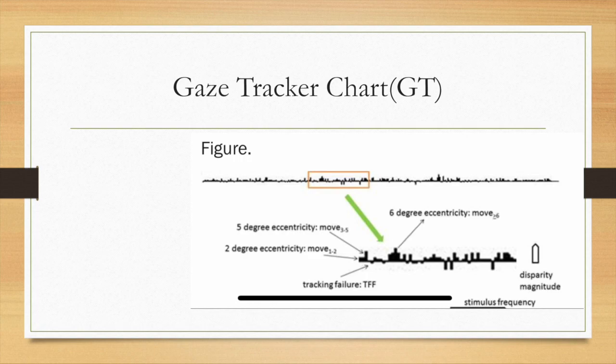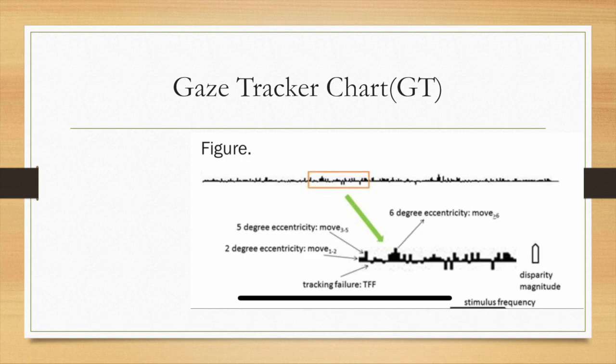We can see the 2-degree eccentricity, where the frequency of the eye movement is between 1 degree and 2 degrees, and there is the 5-degree eccentricity, where the frequency of the eye movement is between 3 degrees and 5 degrees, and the long one is the 6-degree eccentricity, where the frequency of eye movement per stimulus is 6 degrees or more. So the long one is 6 degrees, the moderate is 5 degrees, the lesser height of the upward bar is 2 degrees.